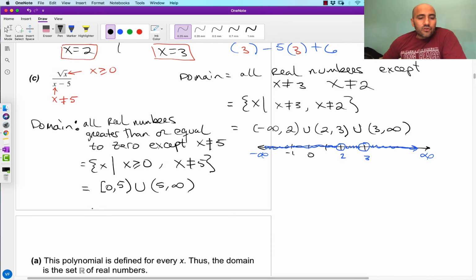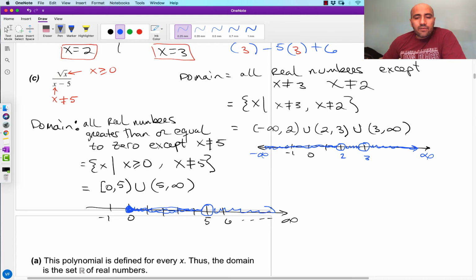And finally, we can also use a graph, right? So here is -1, here is 0, here's 1, 2, 3, 4, 5, 6, all the way out to infinity. And so we want a dark circle, a closed circle around 0. We want a nice big open circle around 5. It's not allowed to be 5. So it's every value greater than or equal to 0 up until 5, skip the 5, and then every value going that way.